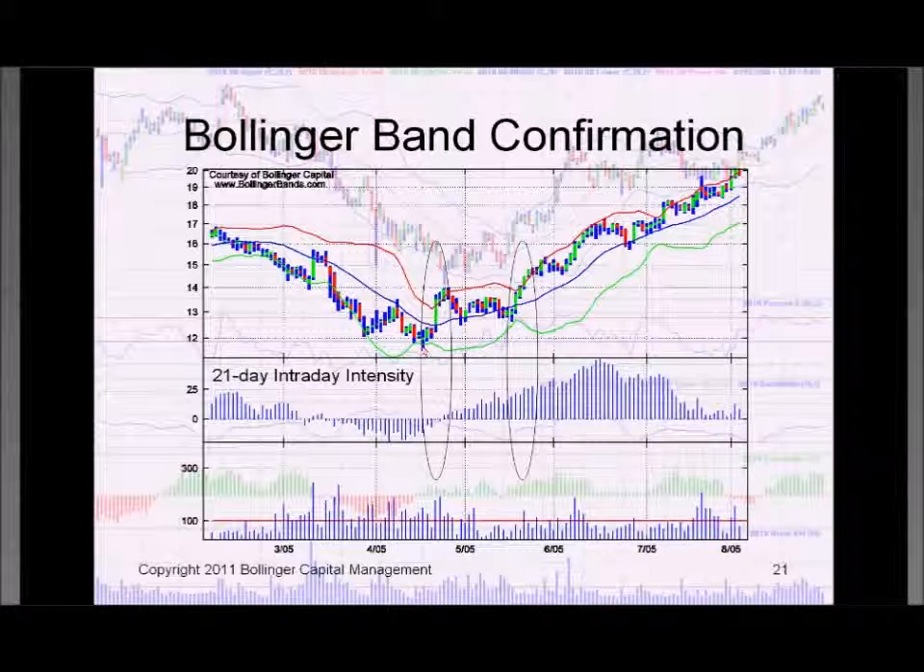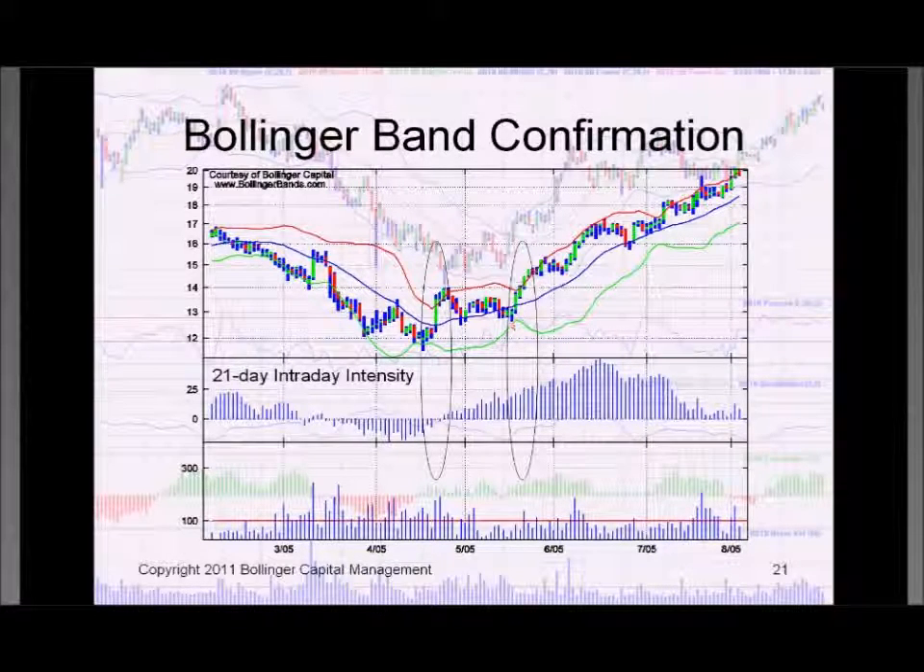So this bar right here is a tag of the lower band, and you can see the indicator strongly negative. So this is a confirmed negative tag of the band. There's another one over here. So at this stage of the game, the trend is still downward. Here, we almost tagged the lower band, but the indicator is very strong. So this is a non-confirmed tag of the lower band.